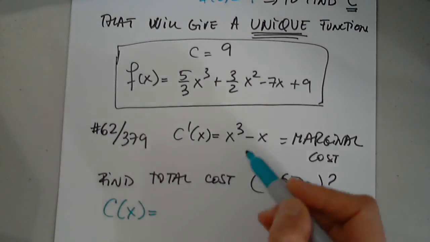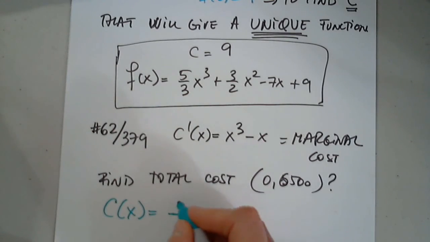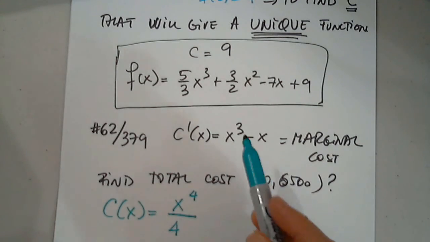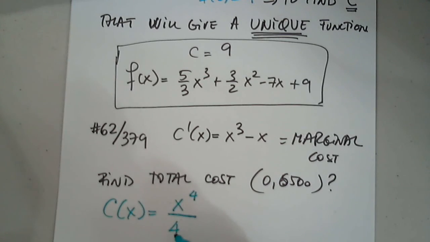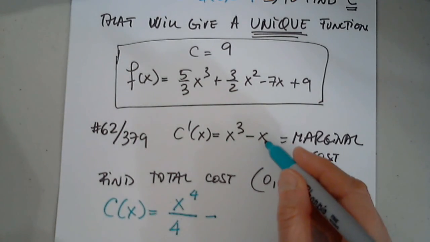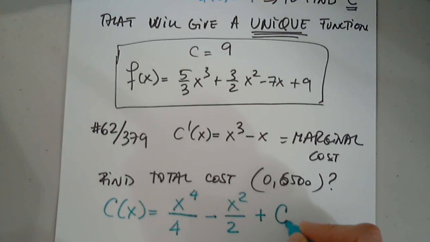So what would you say about the total cost? What function prime is x cubed? x to the fourth over 4. Let's try again: 4 in front, simplified, x cubed. So we increase the power by 1 and we divide by that specific result. Minus. Which function prime is x? That one's x squared over 2. That's it. And I have to write plus a constant.